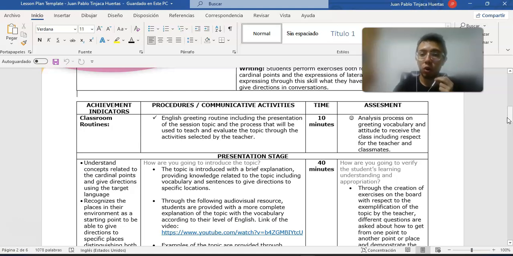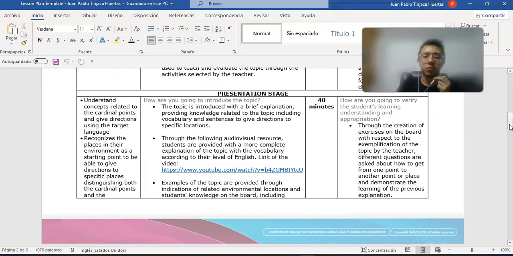And after that, I'm going to proceed to make the presentation of the session topic or the lesson topic, which will be provide directions in English. And the process will be to teach and evaluate the topic through the activities selected by the teacher. That means that I'm going to have a better perspective about the knowledge of the students related to this topic and about how to proceed with the presentation stage of this topic.